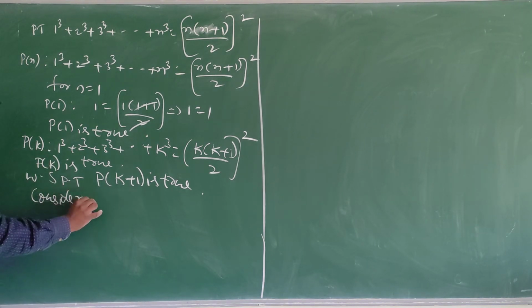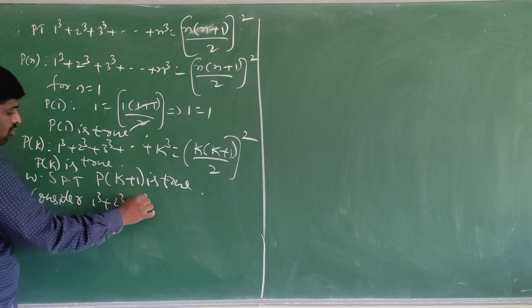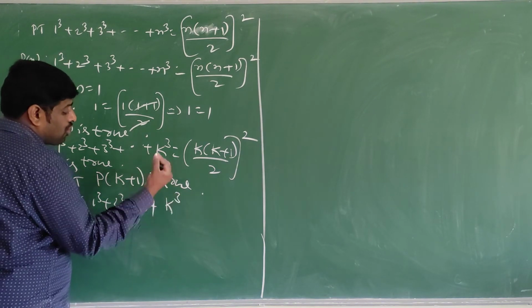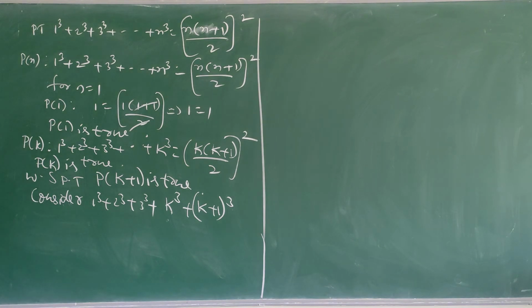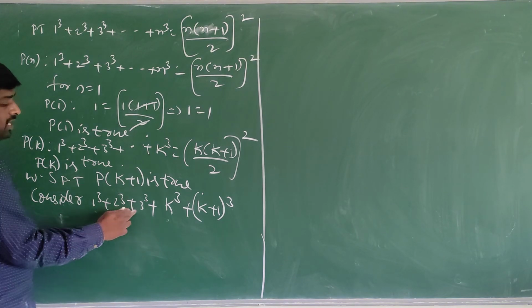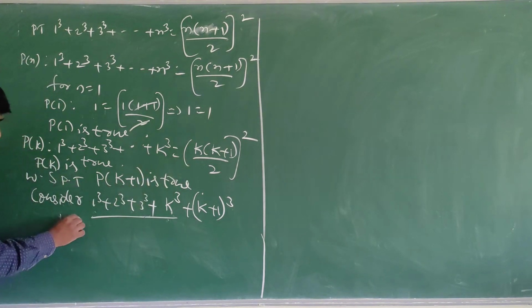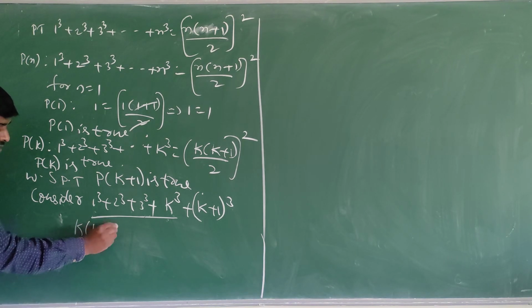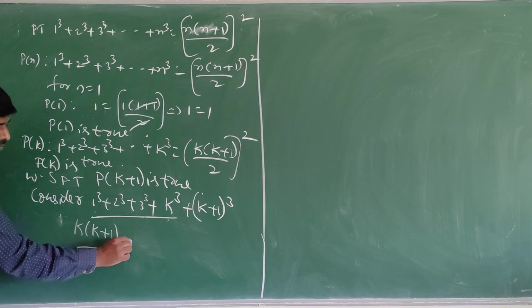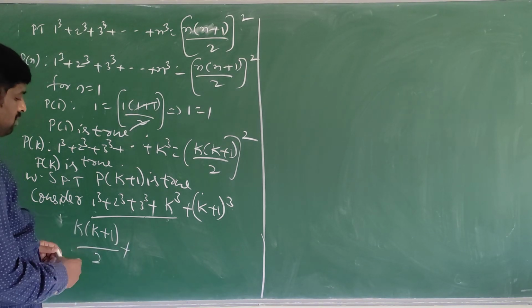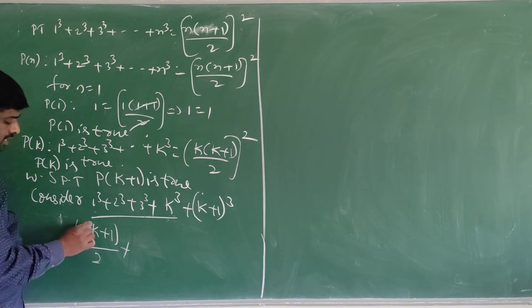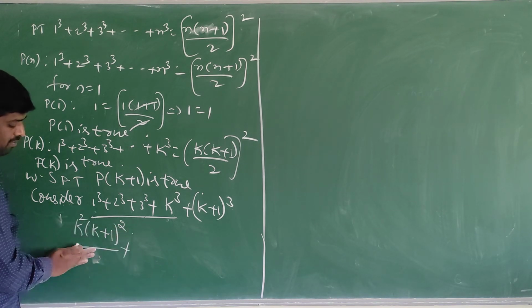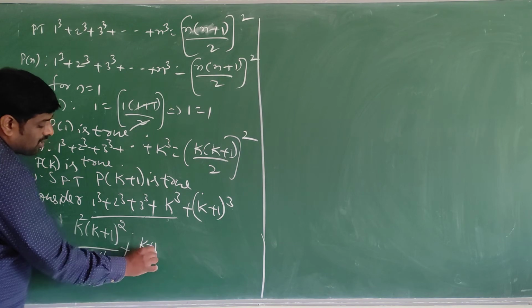consider 1 cube plus 2 cube plus 3 cube plus so on plus k cube, and the expansion is k plus 1 whole cube. That is 1 cube plus 2 cube plus 3 cube plus so on plus k cube, value is k into k plus 1 whole divided by 2 whole square, plus k plus 1 whole cube, that is k square into k plus 1 whole square divided by 4 plus k plus 1 whole cube.